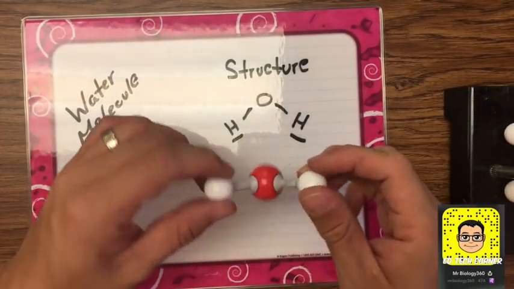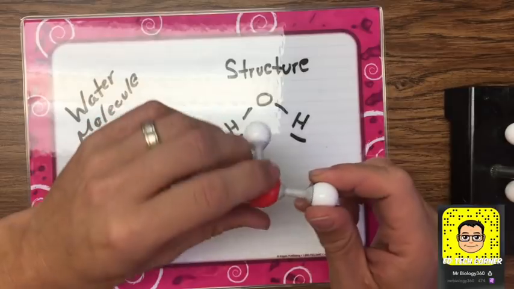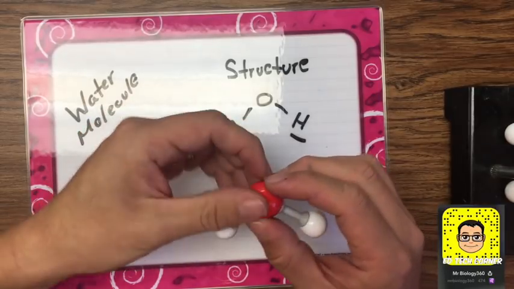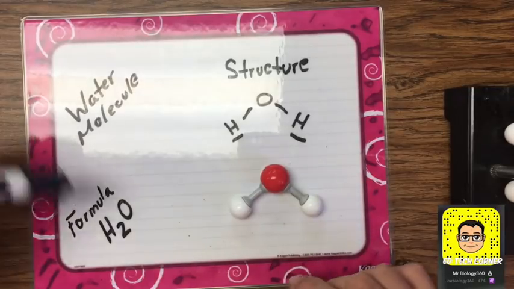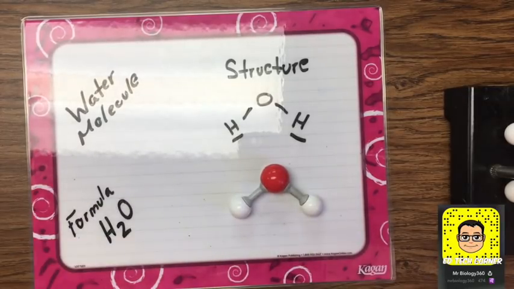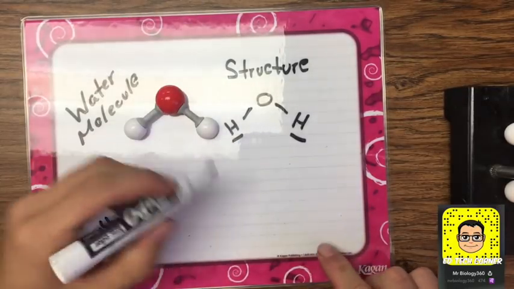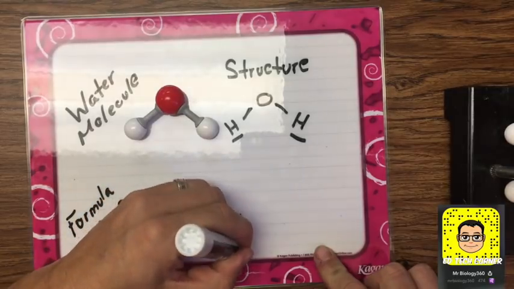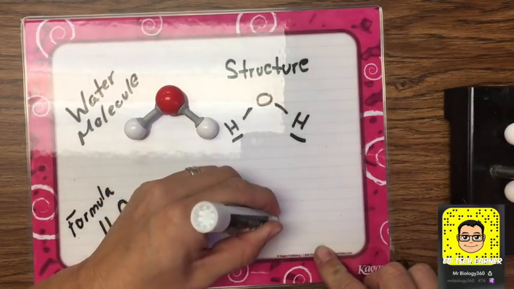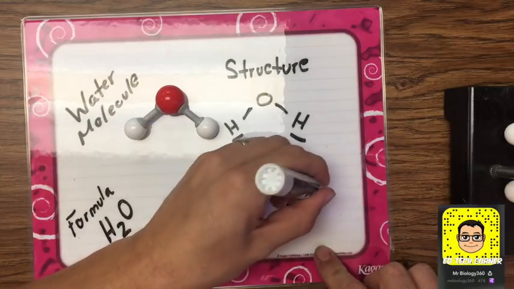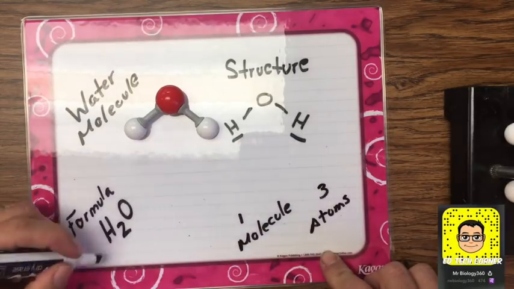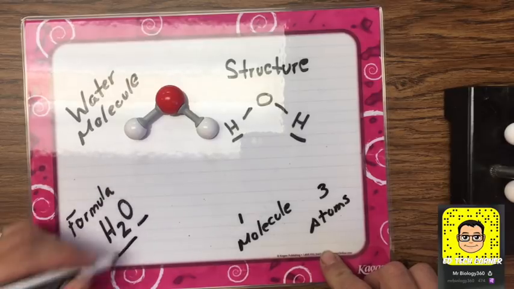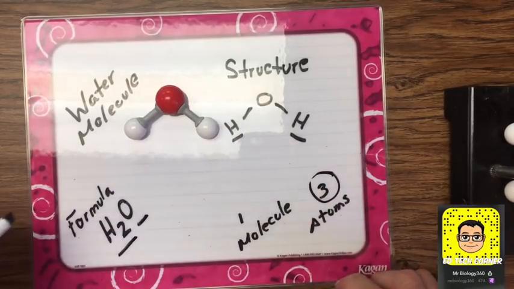If you did it correctly, your molecule looks like this. Notice one oxygen atom, 2 hydrogen atoms. Now the formula, H2O. Notice we have 1 molecule that has 3 atoms. Okay, 2 hydrogens plus 1 oxygen equals the 3 atoms that I'm referring to.